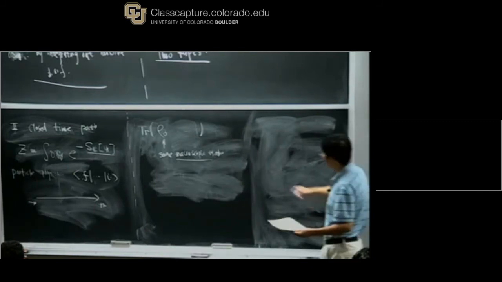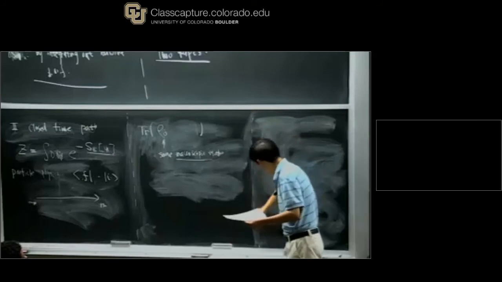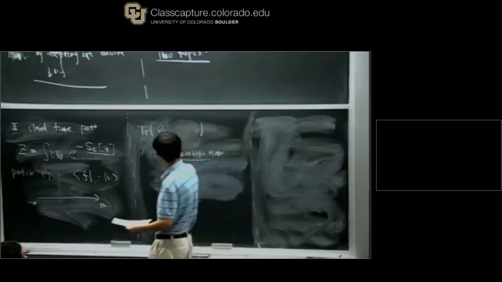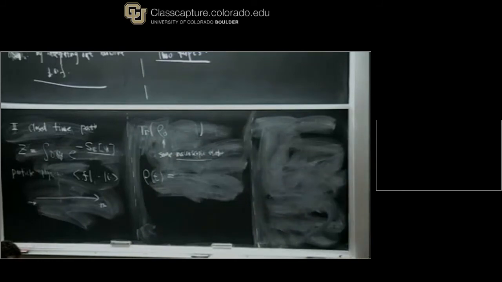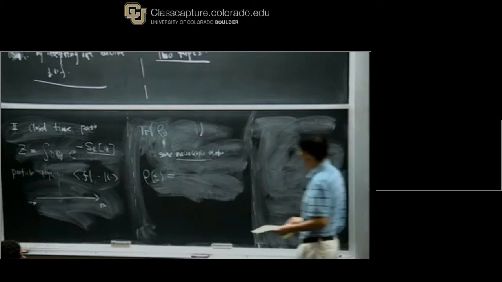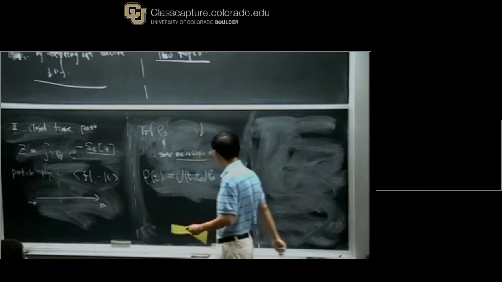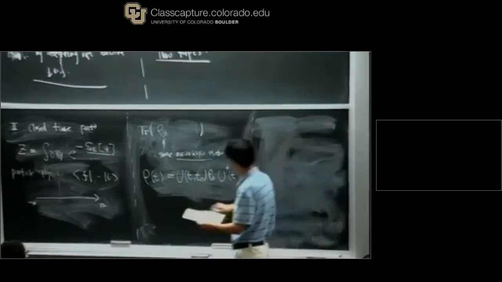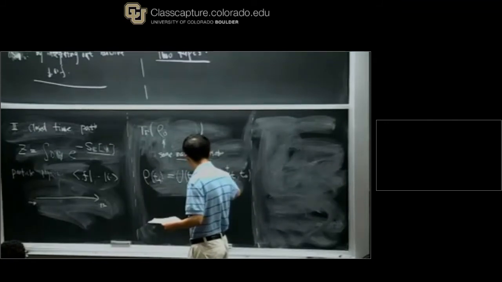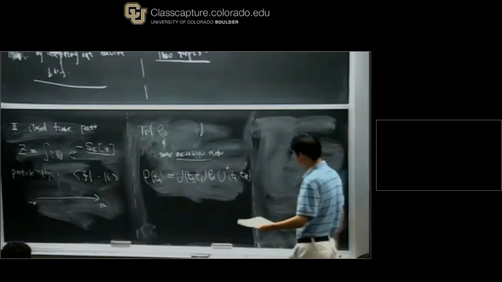So when we look at the path integral formulation for this kind of question, we need to think a little bit differently. If you look at the time evolution of a density matrix, it evolves as follows. Suppose rho zero is the density matrix at some initial time, then it evolves as U rho zero U dagger, with U the evolution operator from t zero.